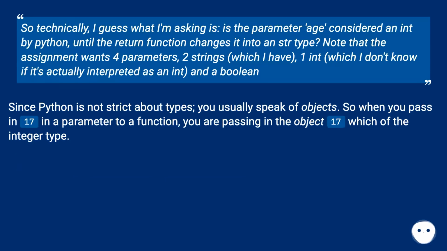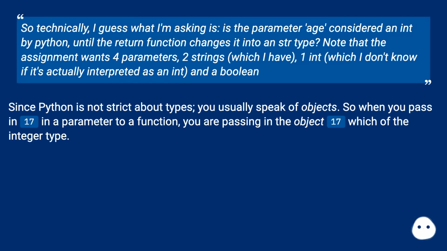So technically, I guess what I'm asking is: is the parameter age considered an int by Python until the return function changes it into a str type? Note that the assignment wants 4 parameters: 2 strings, which I have, 1 int, which I don't know if it's actually interpreted as an int, and a boolean.